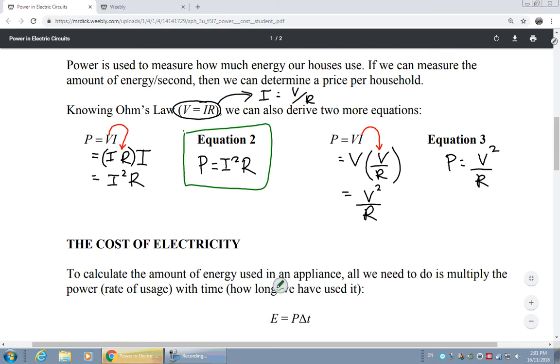And of course, that would then be useful for situations when we don't have the current, but we do know the voltage and the resistance. And we'll call that equation 3. So we keep all of those in mind and just use them in different kinds of situations.